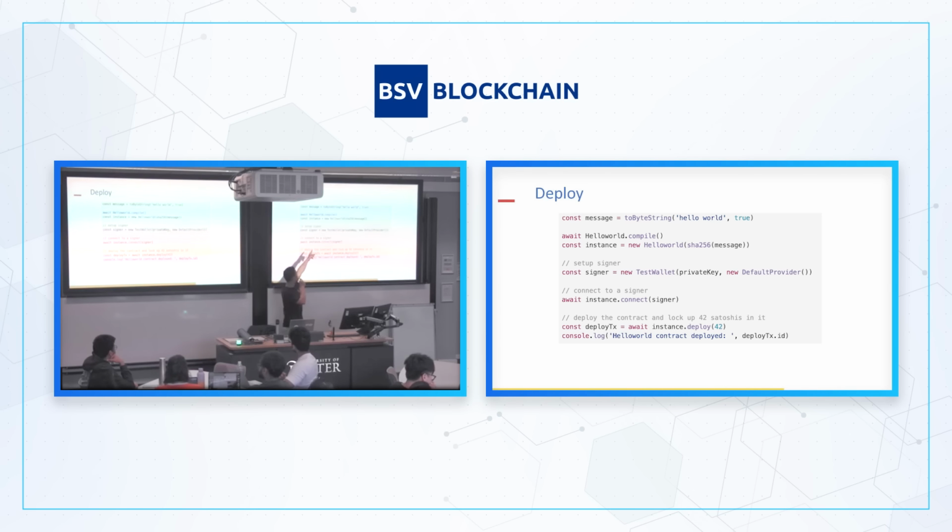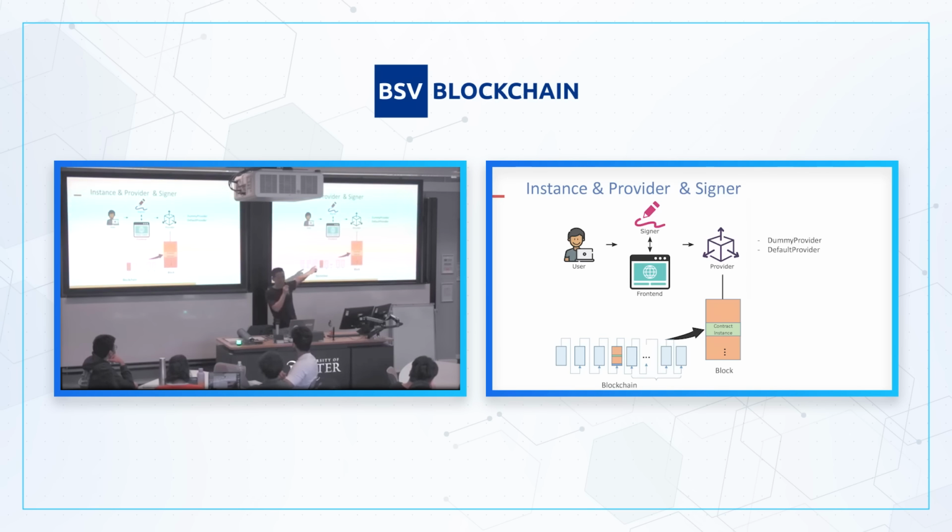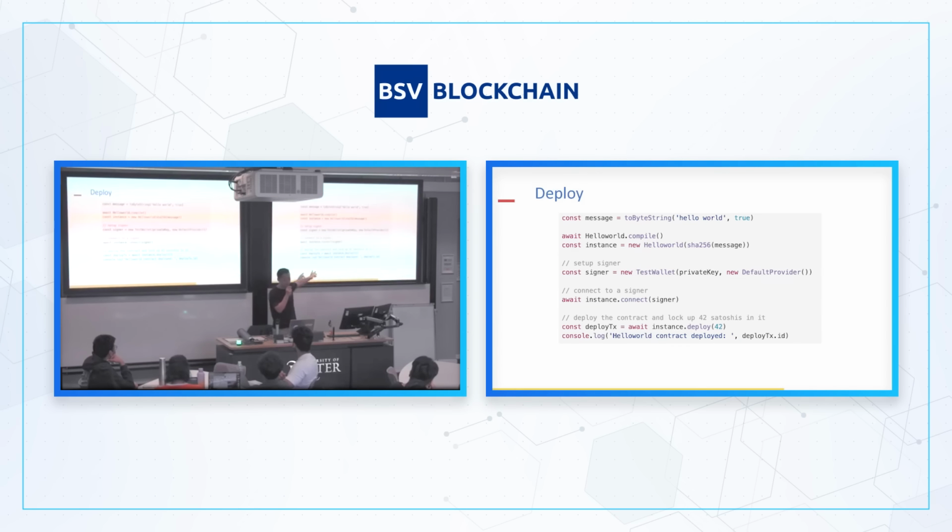So once we have the signer, how do you make sure this one is connected? We have an instance on the blockchain, and now we have a signer. So we need to bind them, right? We need to say, hey, this instance uses this signer, okay? The way you bind it is by calling connect, okay? You connect it.